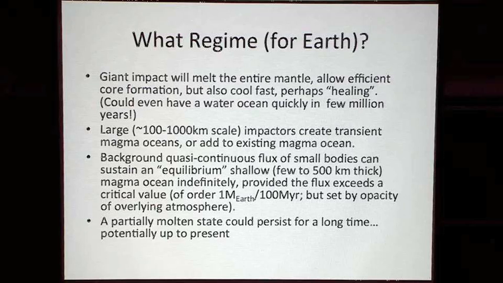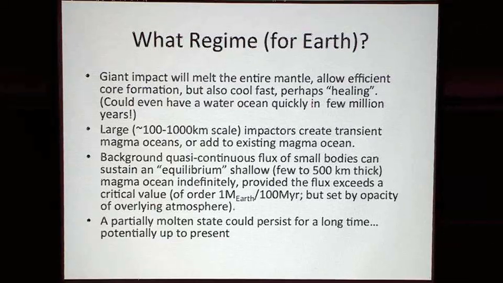So as I said, we think that giant impact will melt the entire mantle, allow for efficient core formation, but it also cools very fast. And by the way, that means that you could already have a water ocean on the surface of the Earth in perhaps a few million years, maybe a bit longer because of tidal heating from the receding moon. But anyway, geologically speaking, this is a short time scale.